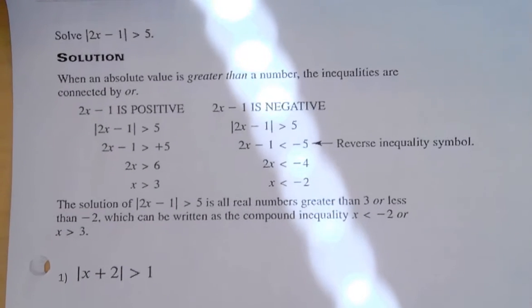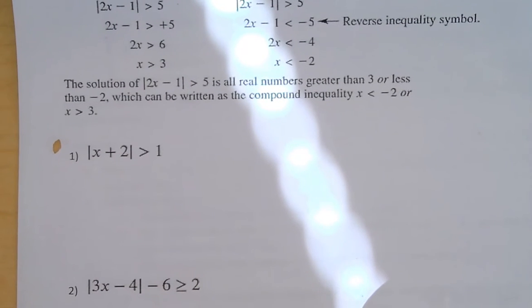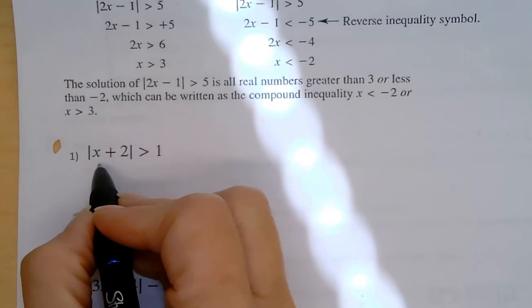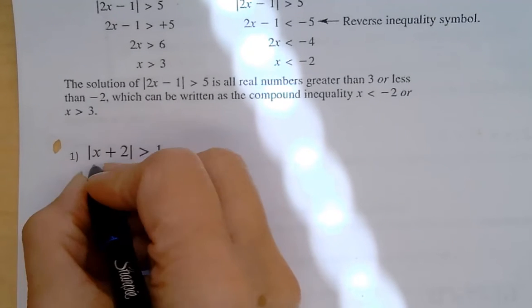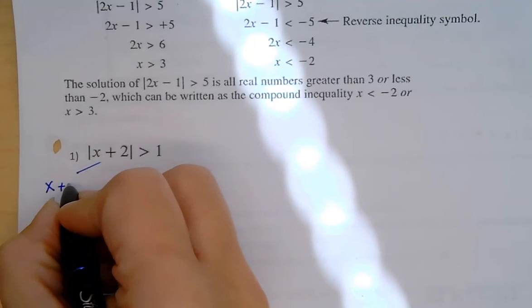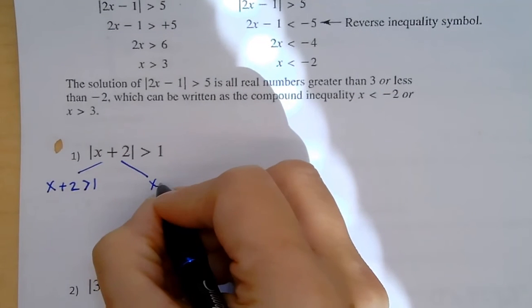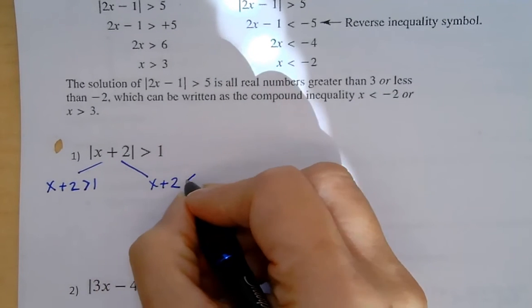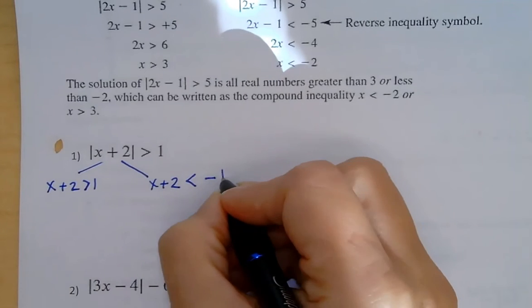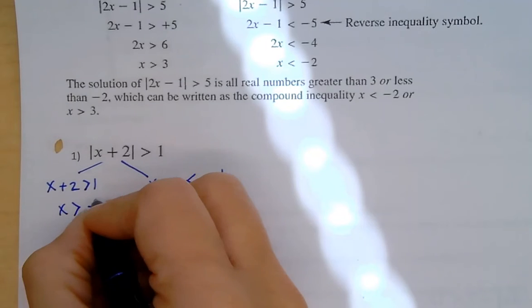Now I'm going to come down here and solve these. We always want to isolate and then split, and then we're going to switch the sign. So I'm isolated already. My first inequality statement is going to be x plus 2 is greater than 1. My other is going to be x plus 2, switch my sign, so it's going to be less than negative 1. I'll subtract 2 from each side, x is greater than negative 1.